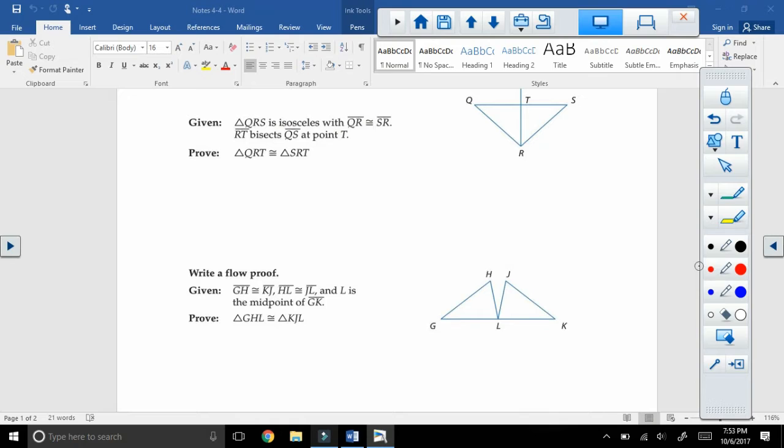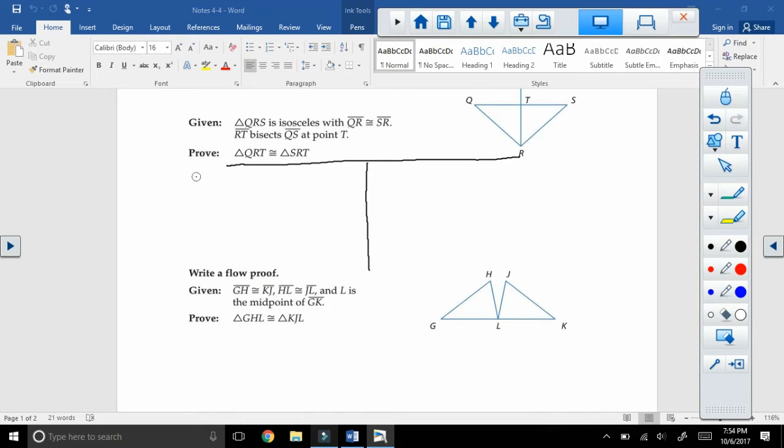So I am going to do one as a 2-column and one as a flow, just so you can see again what the differences are. I'm going to do this first one as a 2-column. I really like 2-column proofs, but I'm starting to really like the patterning of the flow proof for these, because it lets you make those direct conclusions.